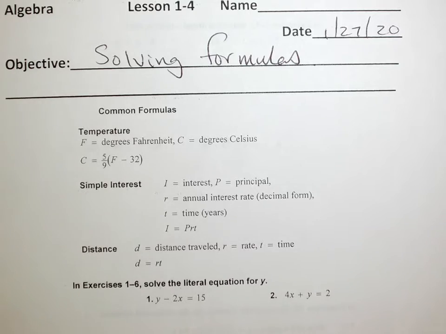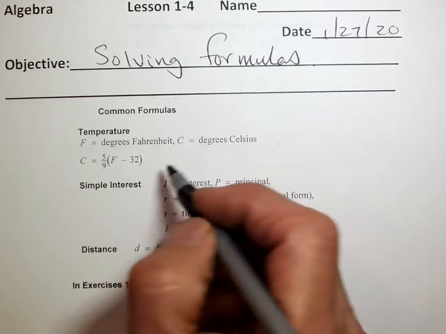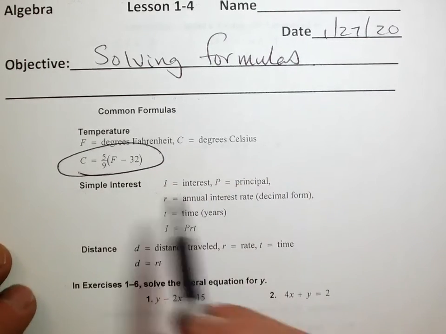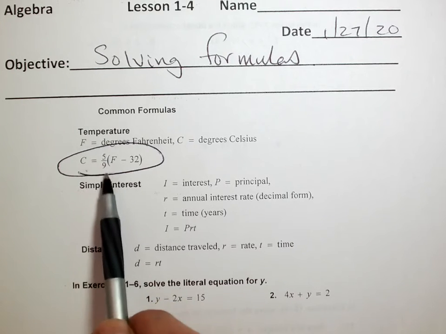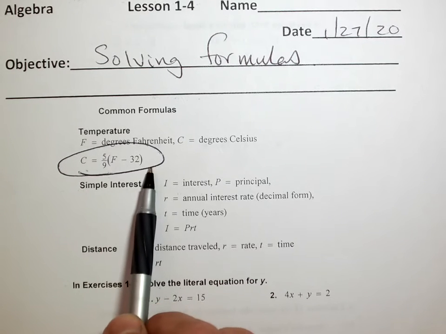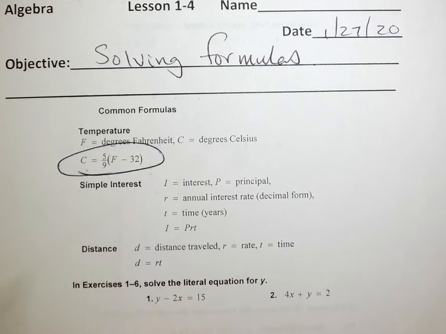So when we do this, here's an example. Okay, we've got Celsius equals 5/9 Fahrenheit minus 32. We're going to solve these just like we solved all the rest of our problems, except they're letters. But we're going to think of them as numbers, because all these letters represent is some number that we might put into it.